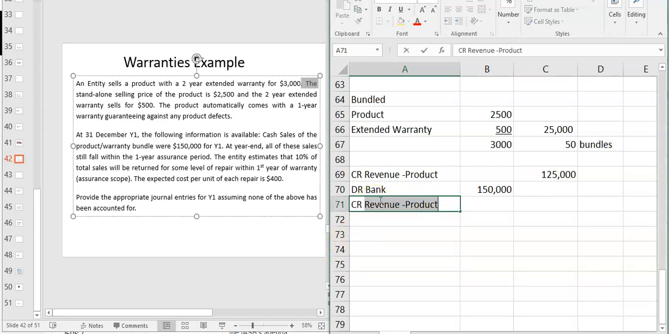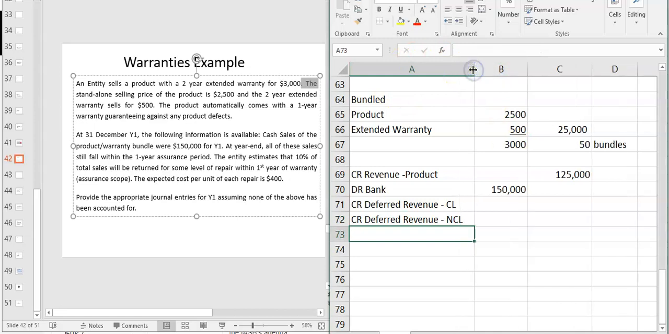So you're going to credit deferred revenue, current liability, and you're going to credit deferred revenue, non-current liability. So we're trying to say, remember, the extended warranty is not for the first year. The first year goes with the normal warranty. It's the years after that, year 2 and year 3, that you're dealing with.